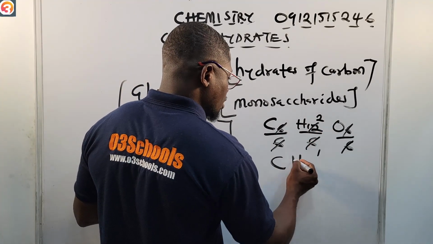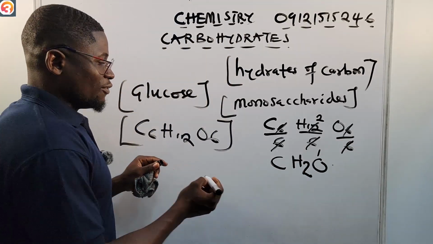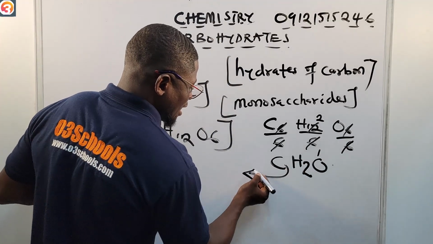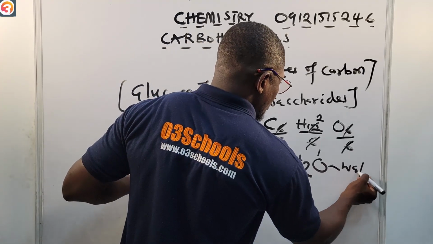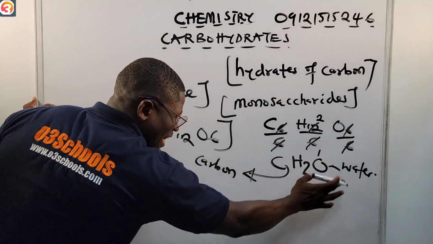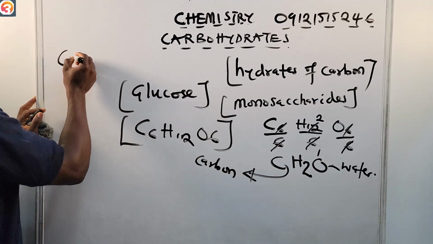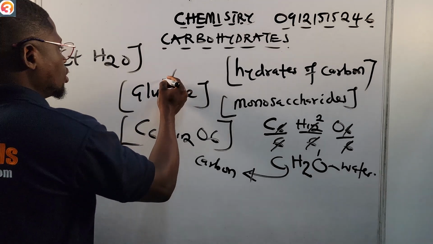What will be left here is H2, and what will be left here is O. And of course, this is carbon. And this one is water. It looks exactly like carbon plus water. Now this is our glucose, which is also a carbohydrate.